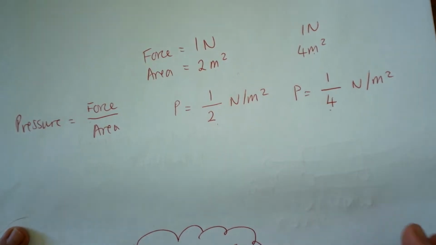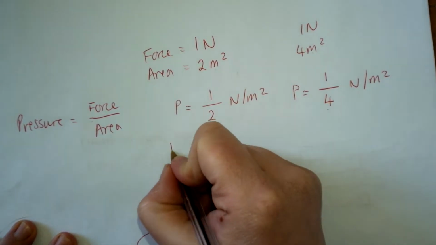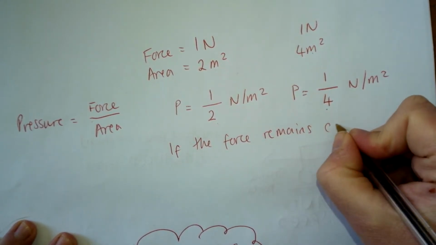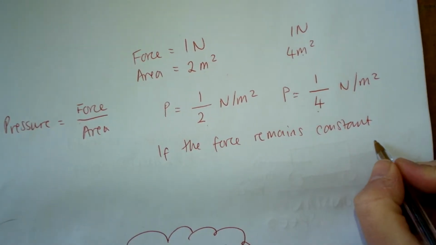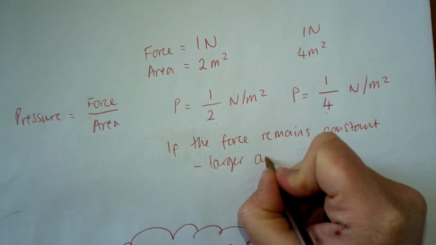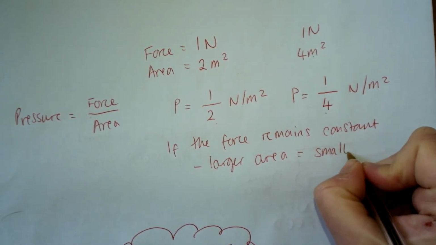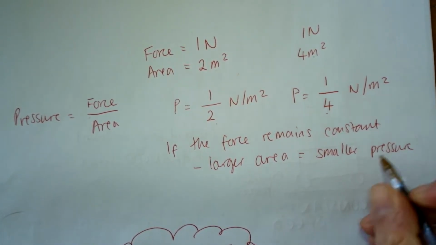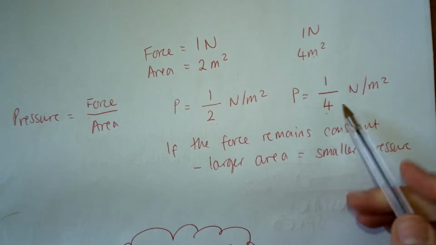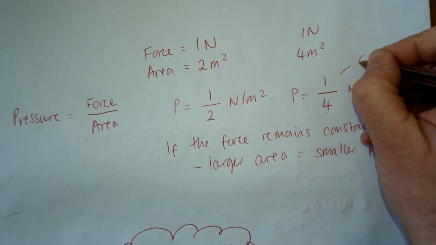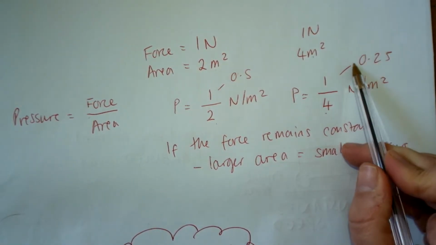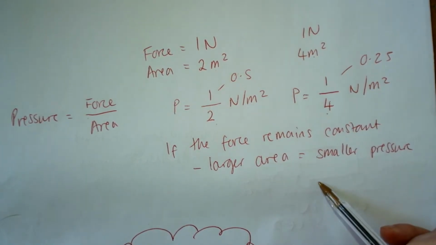So what does this tell us? It tells us that if the force remains constant, which mine has, it's stayed at 1, then a larger area gives a smaller pressure, just like this. A larger area, there's my larger area here, and a smaller pressure, because if I wanted to put this as decimals, this would be 0.25, this would be 0.5. Okay, so this is a smaller pressure for a larger area.